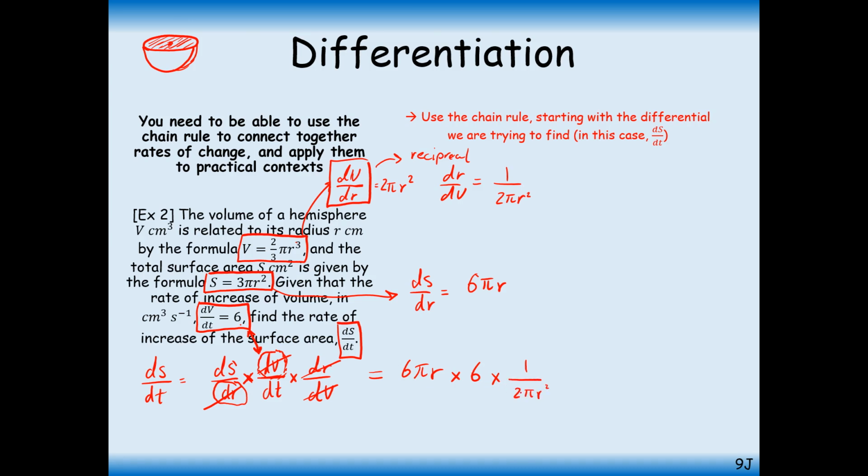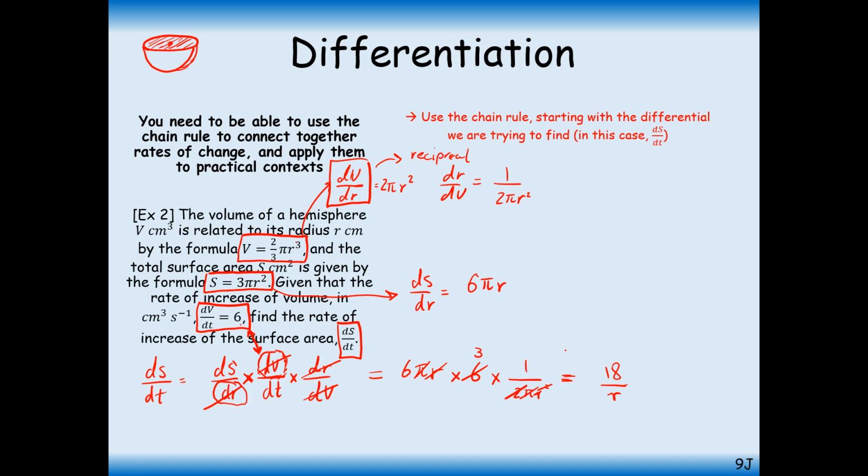Okay, so this 2 will cancel away this 6 and leave a 3 behind. This pi and this pi will cancel away. One of the r's in the denominator will cancel away this r. So what we have is 18 on top of the fraction, and 1 r remains in the denominator.